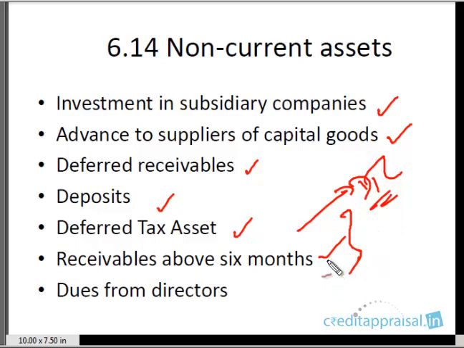Receivables, anyway, we already discussed under current assets. So we will see what is the receivables above 6 months, and then dues from directors. This also we partially looked into when discussing salaries payable, right? That advances recoverable and cash on hand. In that segment we already had a brief look. And anyway, we will once again discuss all these items.